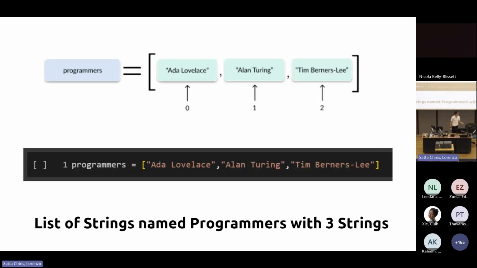I can do that also for a list of strings. For instance, if I want to store 3 really famous programmers, I create the name, so the name is programmers. You use the equal sign to say that I'm creating something and setting it equal to a value. And the value of that, square brackets, means it's a list. And then the 3 items inside of our list, the 3 boxes, are going to be Ada Lovelace, Alan Turing, and Tim Berners-Lee, which are 3 really famous programmers.